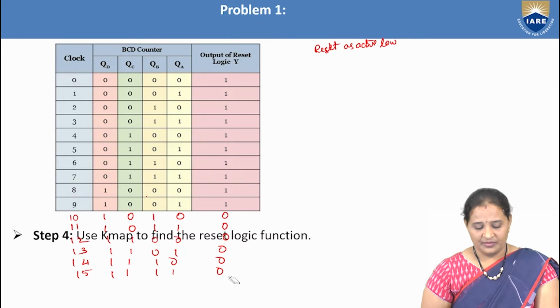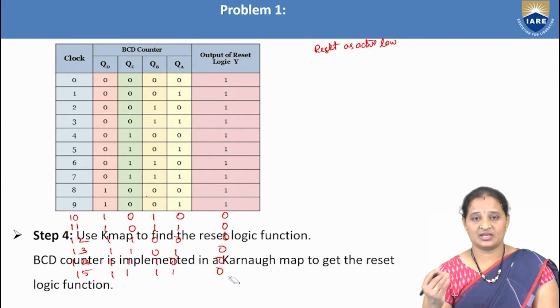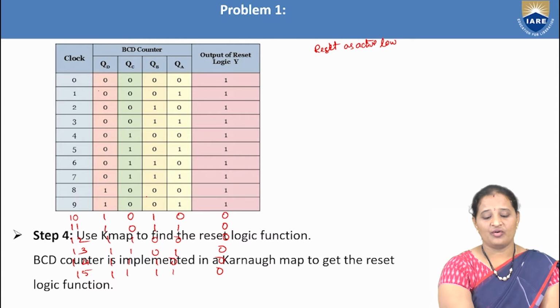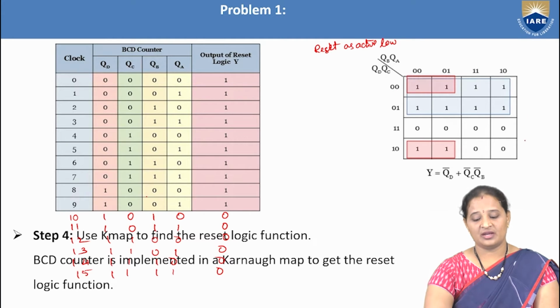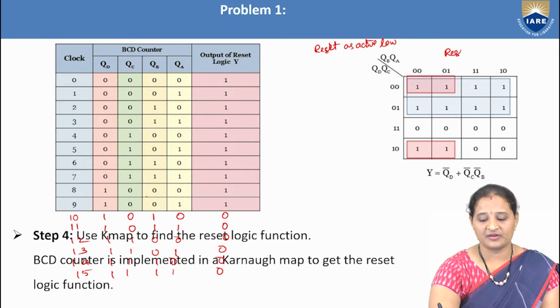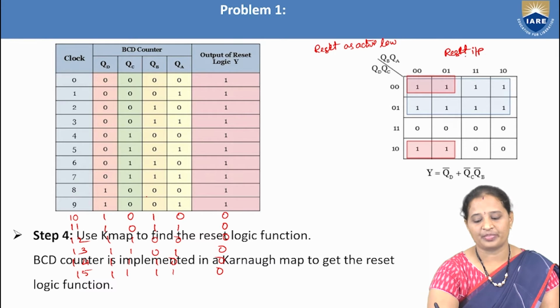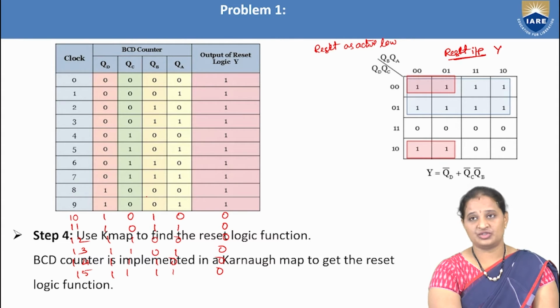So now once it is done, what is step 4? We need to derive the simplified Boolean expression for the reset output, or the reset input, of the flip-flops. For that, how many variable K-map is required? Because we have 4 flip-flops and all the 4 flip-flop outputs will be considered as inputs here, we are taking a 4 variable K-map. Now we are deriving the expression for the reset input of the flip-flop, which is nothing but Y that I have represented in the truth table here.